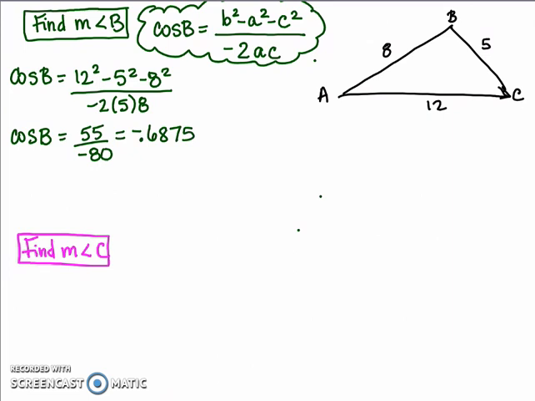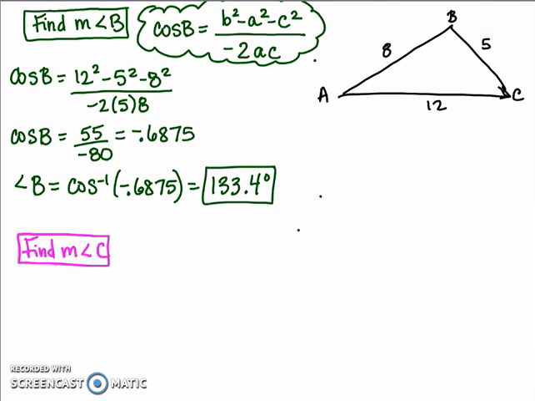So now we know that in order to find the actual angle B, we're going to need to use the inverse cosine. So angle B is going to be equal to the inverse cosine of negative 0.6875. Grab your calculator, make sure you're in degree mode, and we find that angle B is 133.4 degrees.